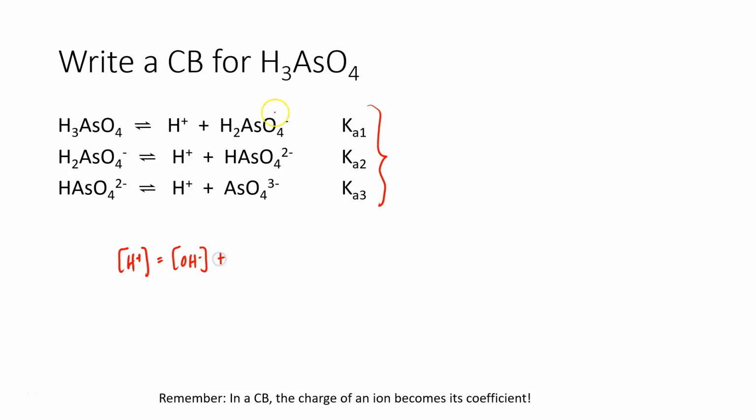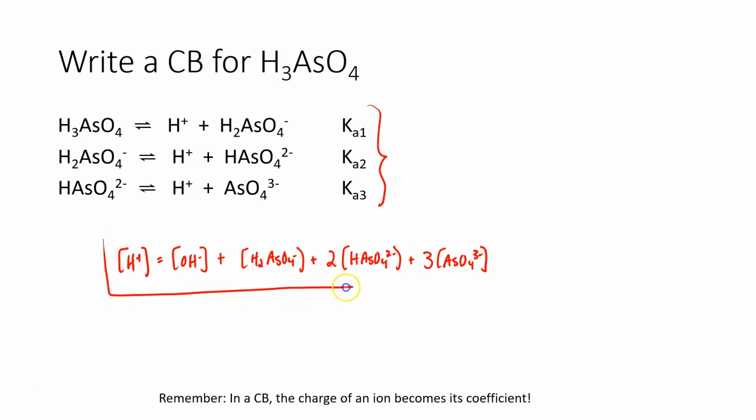So now our other species containing arsenic, we would have dihydrogen arsenate, and then we would have hydrogen arsenate, but the charge becomes the coefficient, and that coefficient is always positive. And then finally, arsenate, with the charge becoming the coefficient, and with that coefficient always being positive. So this would be the charge balance for a solution of arsenic acid.